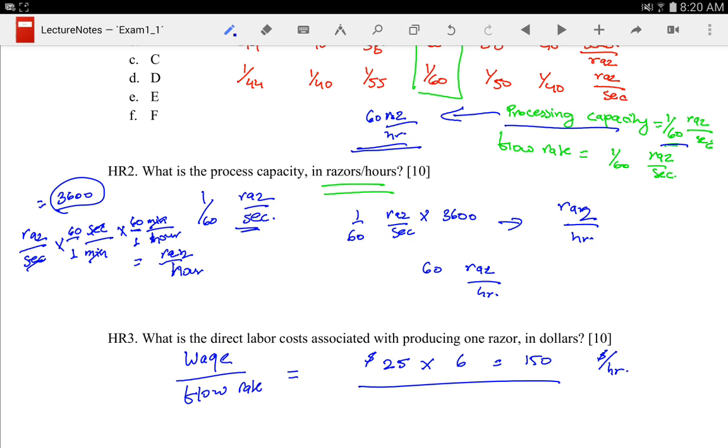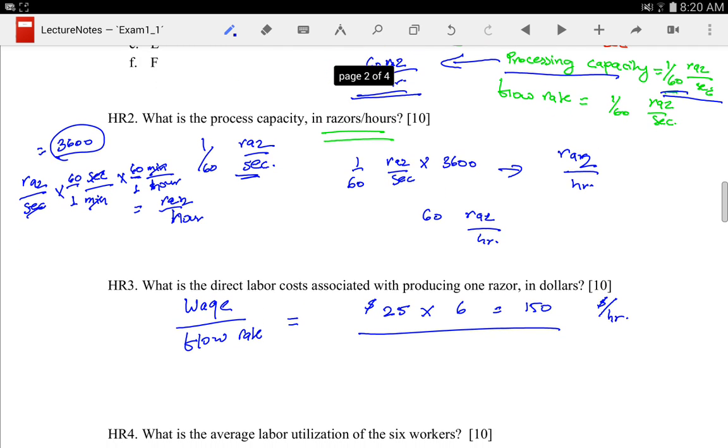That means flow rate must also be 60 razors per hour, because when the processing capacity was expressed in razors per second, 1 over 60 razor per second, the flow rate was also exactly 1 over 60 razor per second. That means flow rate must also be 60 razors per hour. Now we have the hours matching, so 150 divided by 60 comes out to be $2.5 per razor.